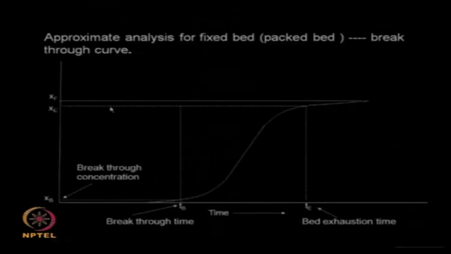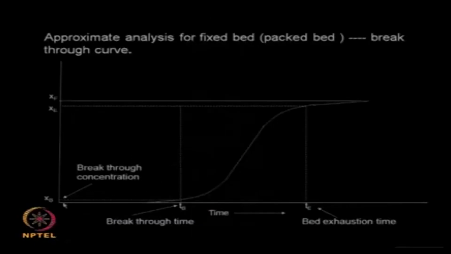Okay. As I said initially, you have a bed containing fresh adsorbent. The feed is entering with the solute, so the bed is fresh, and whatever solute or adsorbate is present will get completely adsorbed. So, the stream that is leaving the tube will not contain any adsorbate or solute. So, the exit concentration of the solute x will be 0 for some time.